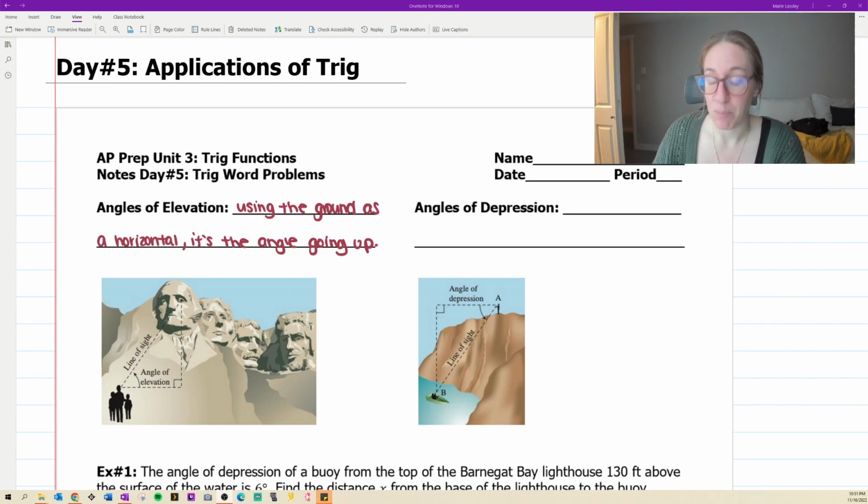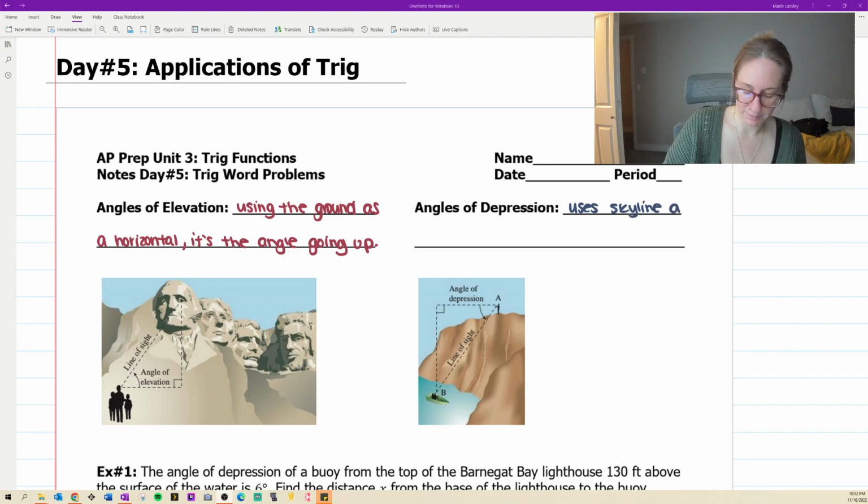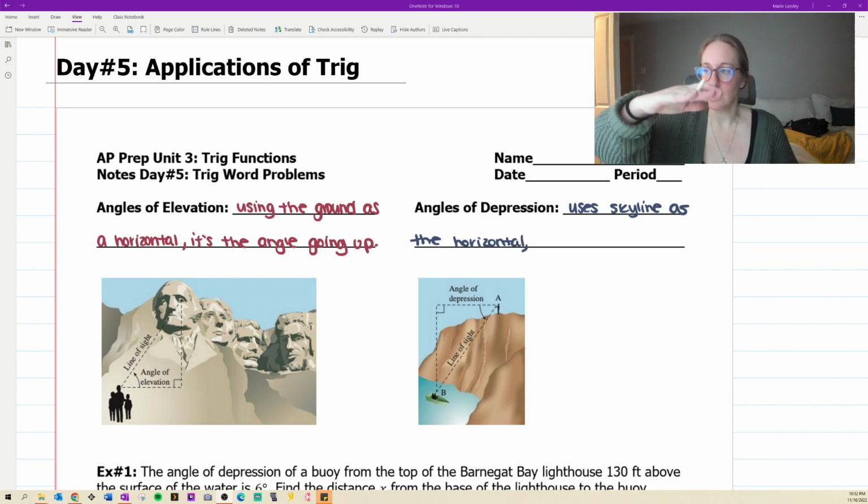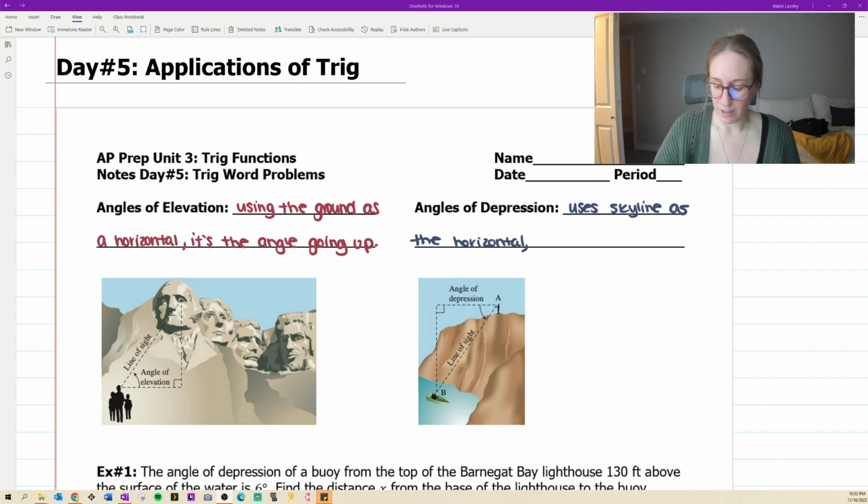All right, so that's our angle of elevation. So then angle of depression, all right, so instead of using the ground as the horizontal, it is actually using the skyline as the horizontal. All right, so your angle of depression uses the skyline as the horizontal. And then from that skyline horizontal, it is the angle looking down. All right, so it is the angle going down.